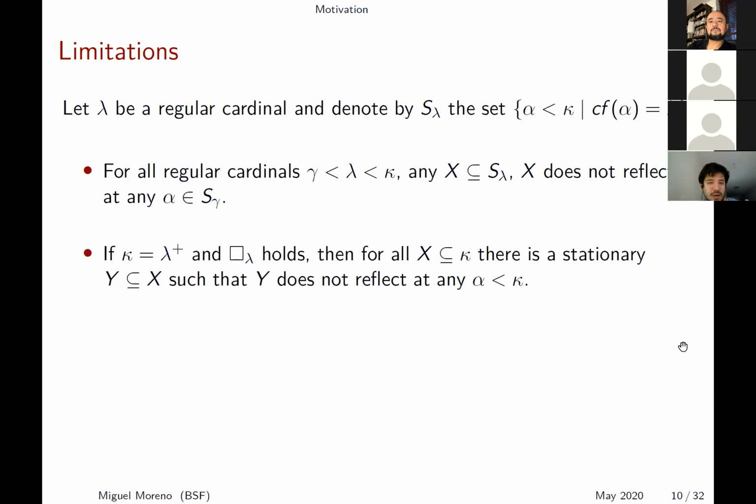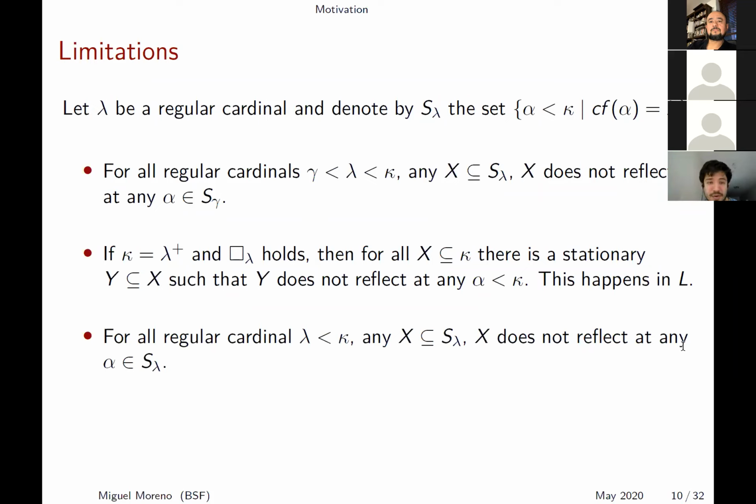Another limitation, obviously, if you have a square, it is known that square gives you a set that does not reflect at any alpha of cofinality smaller than kappa. So you can destroy the full stationary reflection by square. And this is the case of L, for example.